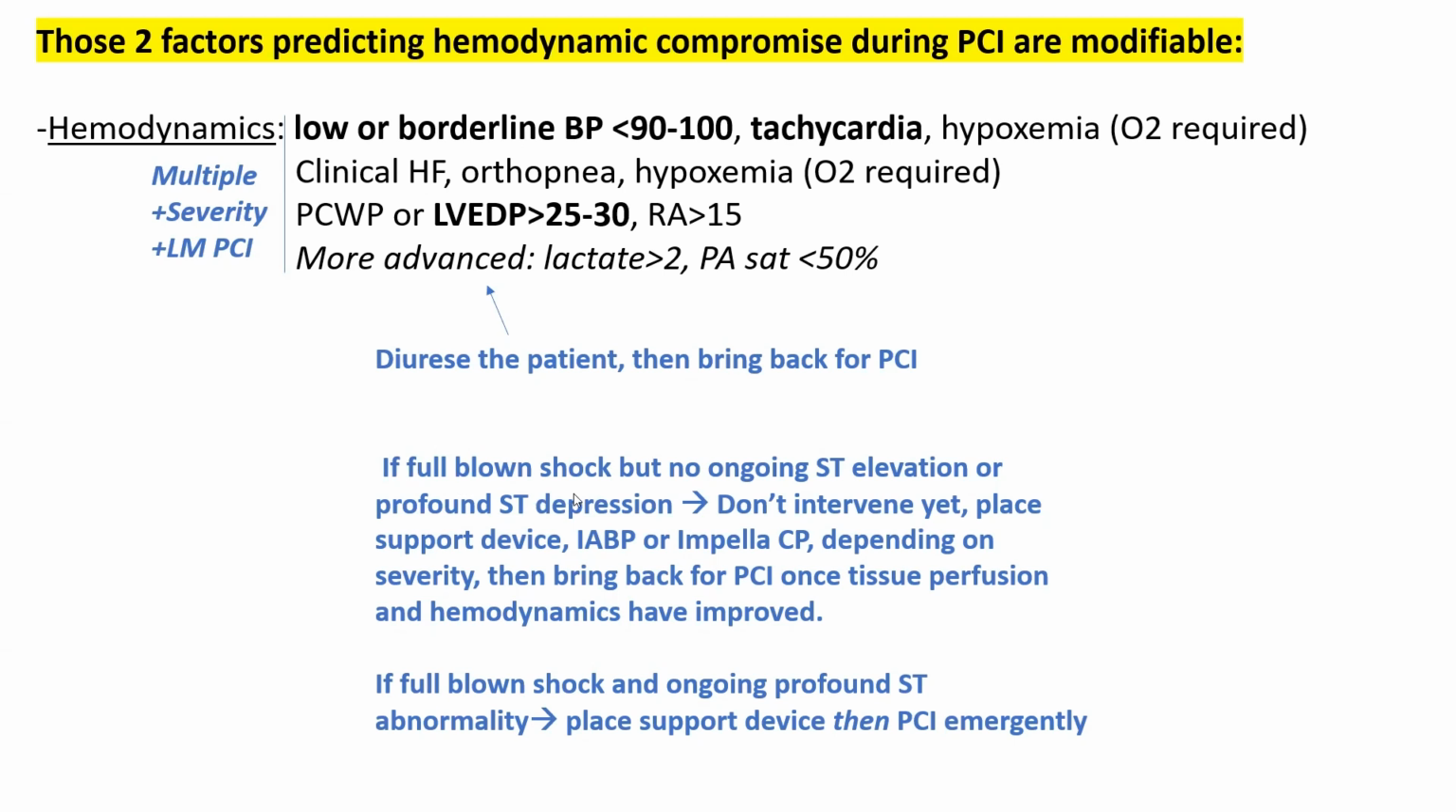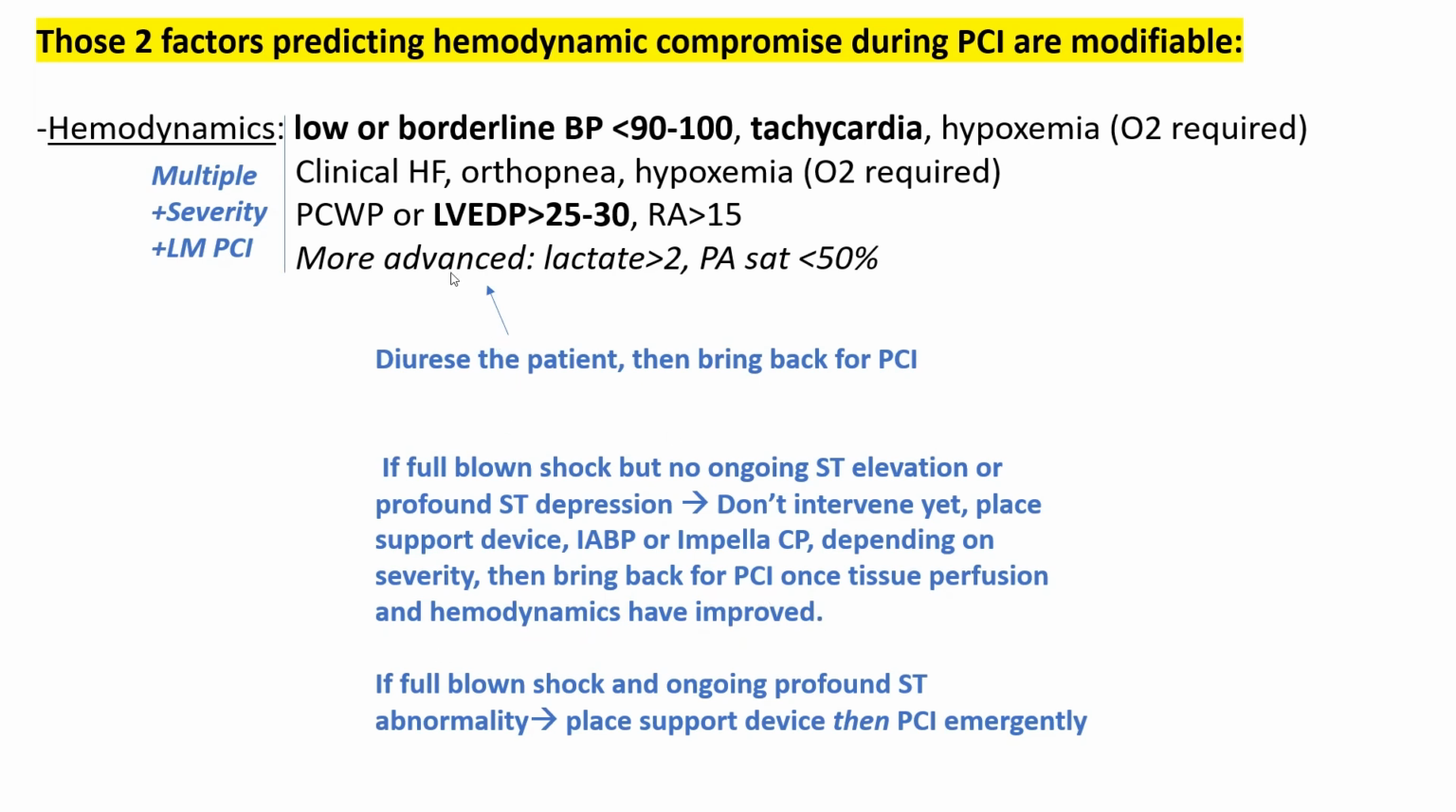If you have full-blown shock, but no ongoing ST elevation or profound ST depression, and the key word here, ongoing. So if you have no ongoing ST elevation or profound ST depression, don't intervene yet. Place support device, balloon pump or Impella if needed. Then depending on the severity, bring back for PCI once tissue perfusion and hemodynamics have improved.